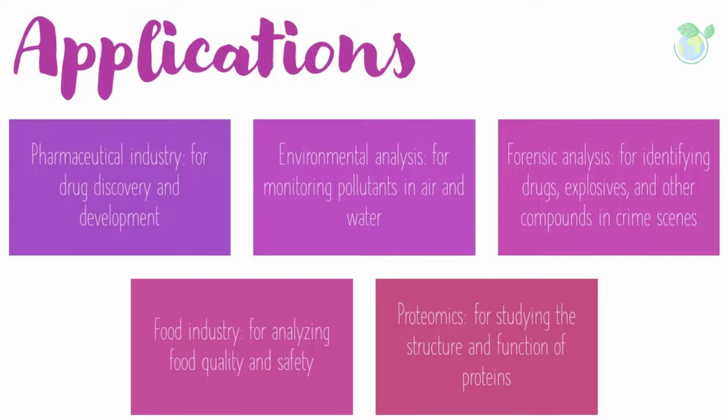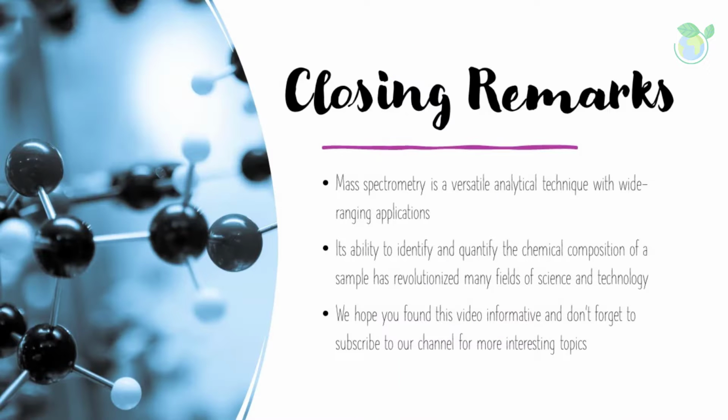Applications of mass spectrometry. Mass spectrometry is used in many fields such as pharmaceutical industry, for drug discovery and development. Environmental analysis, for monitoring pollutants in air and water. Forensic analysis, for identifying drugs, explosives, and other compounds in crime scenes. Food industry, for analyzing food quality and safety. Proteomics, for studying the structure and function of proteins.